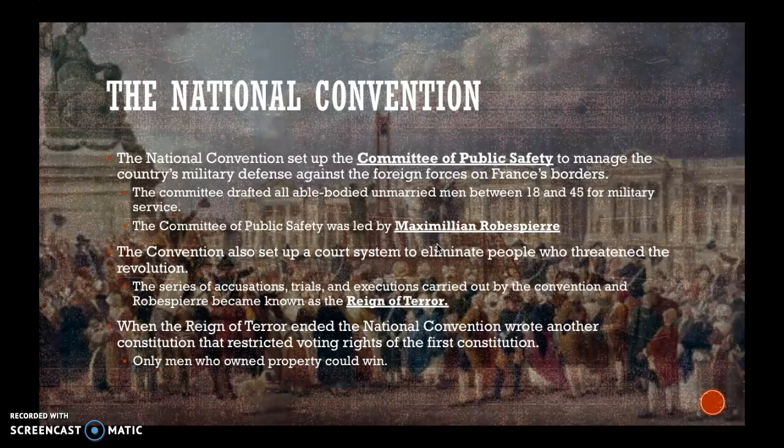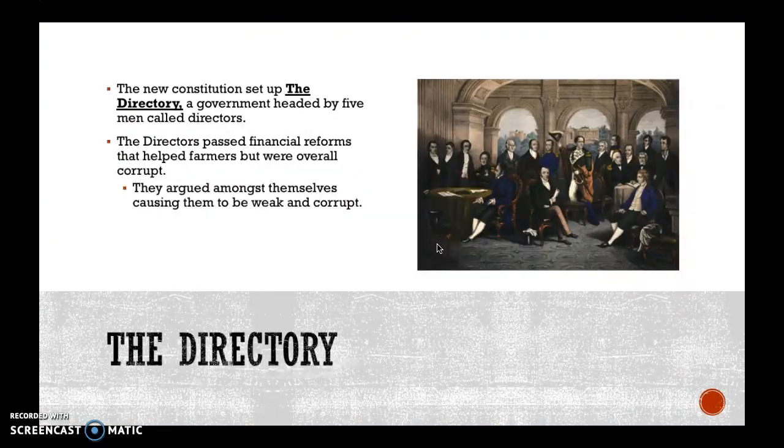When the Reign of Terror ended, though, the National Convention wrote another constitution that restricted the voting rights of the first constitution, so now instead of all men could vote, only men who own property could vote. The new constitution also set up the Directory, which is a brand new type of government headed by 5 men called directors. There no longer was a major person involved, but instead there was 5 men that were over everything.